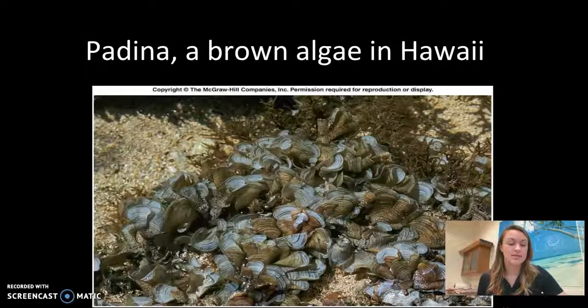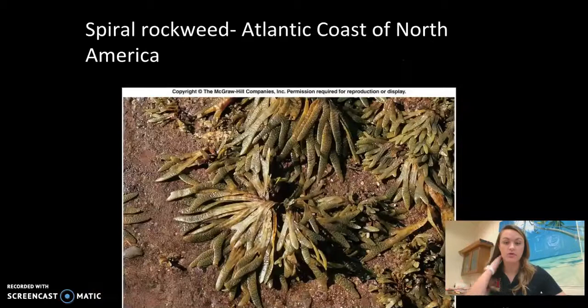A few different species that I do want to go over. Padina is a particular type of brown algae that we can find off the coast of Hawaii and on the shores of Hawaii. It almost looks like bivalves or somewhat like clams, but this is actual seaweed. So it is a species of brown algae. You can see that olive green color from the fucoxanthin. Spiral rockweed is another one. We find these on the Atlantic coast of North America, up and down the eastern coast, and we can see these a little bit more in the Atlantic northeast, so a little bit higher north.